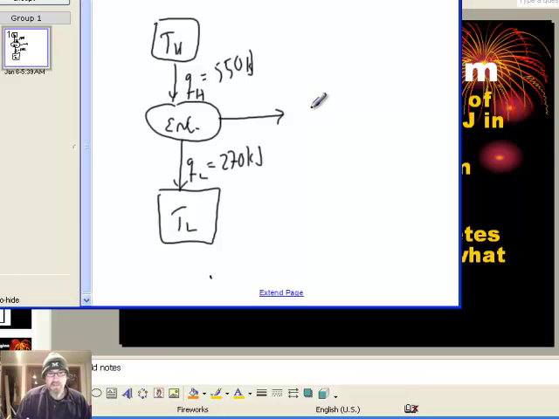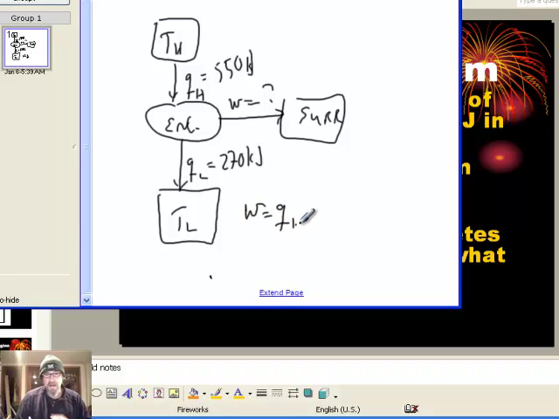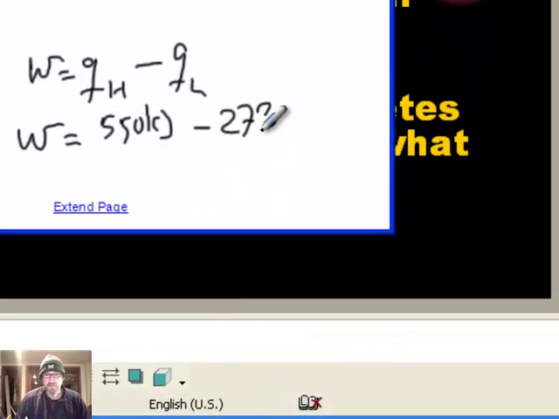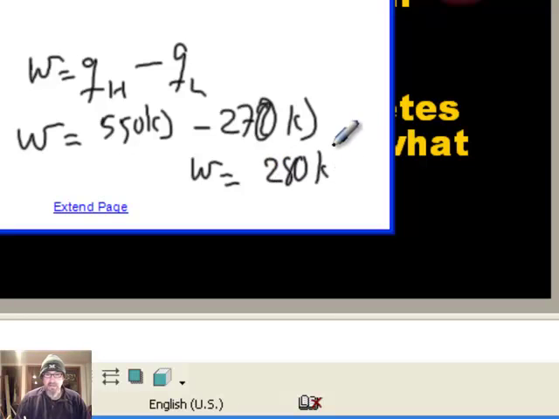And the only other thing that's happening energy-wise is we've got work going to the surroundings. How much work? Well, energy has to be conserved here, so the difference between 550 kilojoules and 270 kilojoules has got to be work. Work is Q hot minus Q low. So work is 550 kilojoules minus 270 kilojoules, and that leaves us with 280 kilojoules.